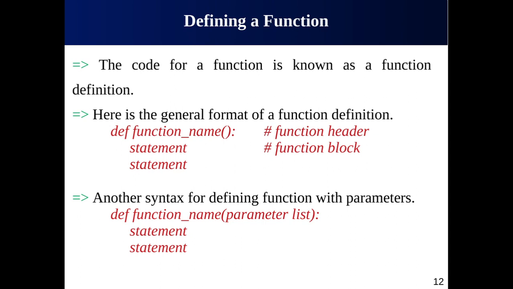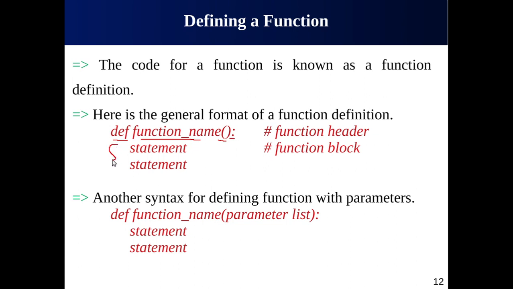What is the general syntax of defining a function, or the code for a function, which is actually known as function definition? To create a function, you write its definition. This is the proper way. And the general syntax for defining a function is here. As I just mentioned, first you have to write the keyword def, followed by the function name, followed by parentheses, and followed by the colon.